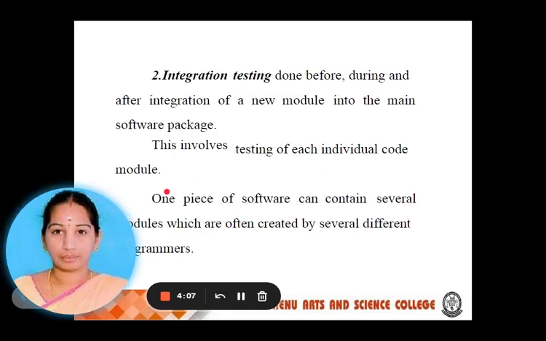Next one is integration testing. It is done before, during, and after integration of a new module into the main software package, and it also involves testing of each individual code module.